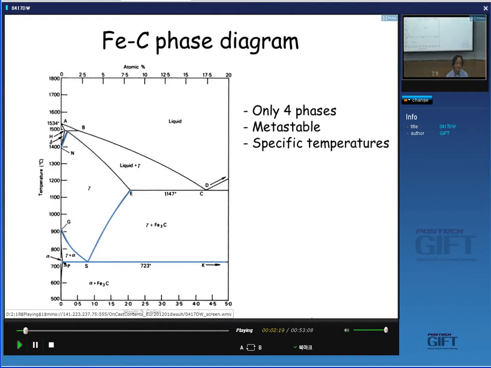Yeah, it is partly related to that, but the more accurate answer is the cementite. Actually, the equilibrium state of carbon is not cementite, it's graphite. But in actual cases, even with a very slow cooling rate, it is very difficult for us to observe graphite in the iron carbon system. Instead of graphite, we usually observe cementite, which is an iron compound with carbon.